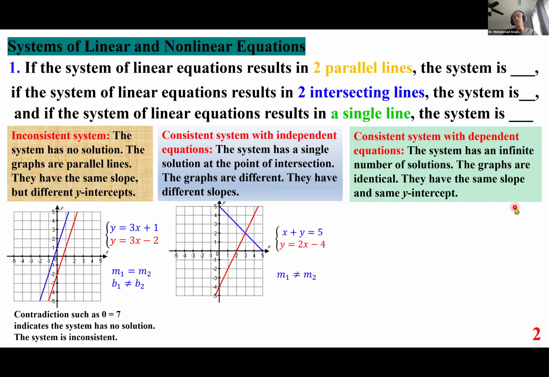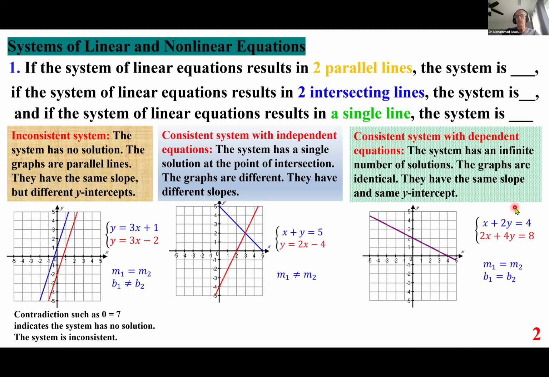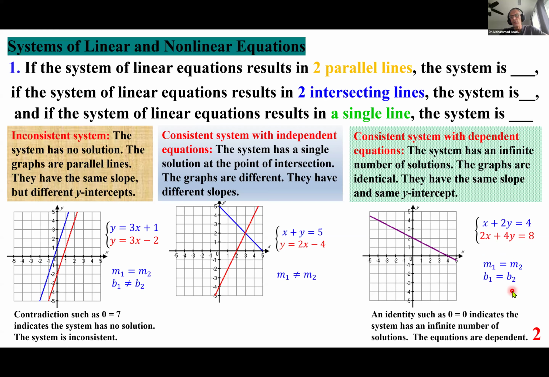The graphs are identical. They have the same slope and same y-intercept. In other words, if you solve for y, you get exactly the same answer, in which case m1 equals m2, b1 equals b2. And if you try to solve it by any method, for example, substitution, addition, you name it, an identity such as 0 equals 0 indicates the system has an infinite number of solutions. The equations are dependent. So very straightforward.